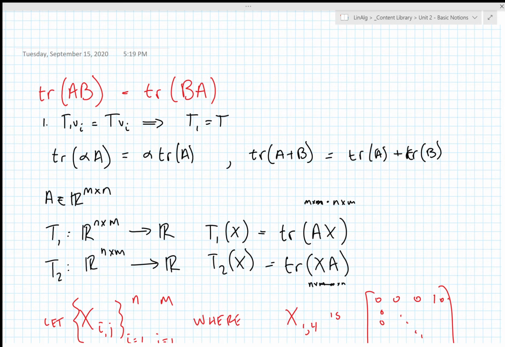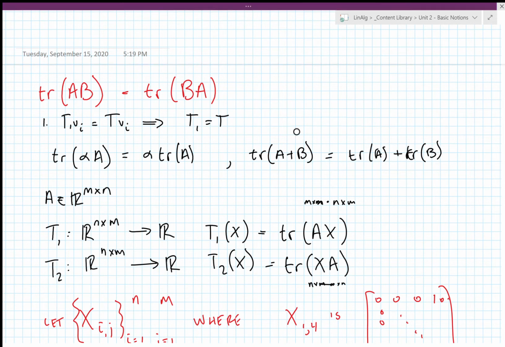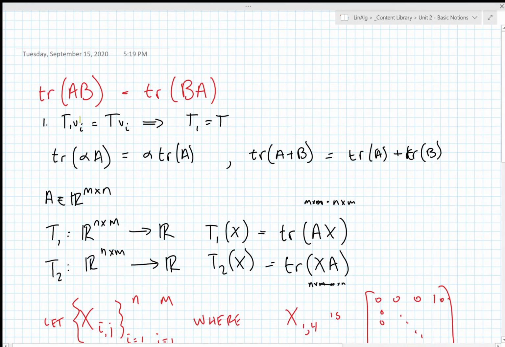One of the things I thought about was, what does this kind of sound like? In exercise 1, what we found was that if you have two operators that are the same on every basis vector of a space, then you can conclude that those operators are the same. That's what we did in exercise 1 of the homework. And I thought, wow, that sounds like something we're looking for here, if I can think of this type of trace as some kind of operator.